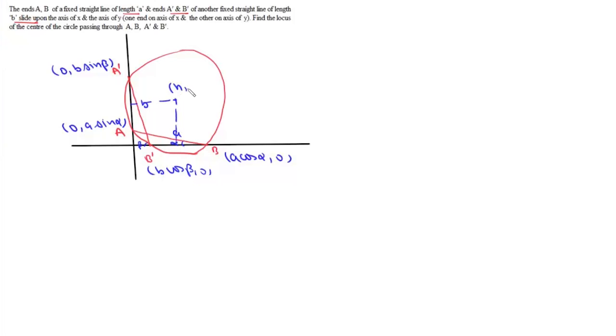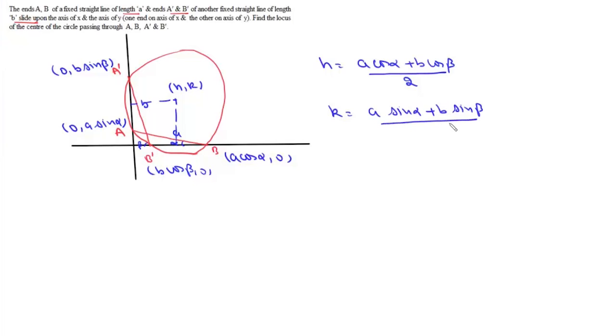Now we have to find locus of center of this circle. Now suppose this is h comma k. Now basically h is midpoint of B dash and k is midpoint of A dash. So we can write h as a cos alpha plus b cos beta by 2, and this k will be a sin alpha plus b sin beta by 2. Now here we have to eliminate alpha and beta.